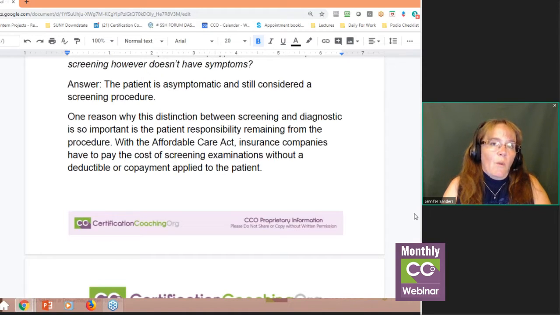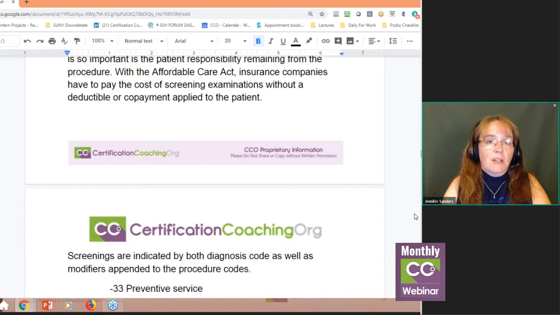So one reason why there's a big distinction between the diagnostic and the screening, why it's so important, is because of the Affordable Care Act. When this came out, it was a mandate that insurances for screenings are not going to make the patient responsible. That was a very important part of it. With the Affordable Care Act, we're trying to promote people to have good health. And how can they have good health and have all these screenings performed if we're going to make them pay for it? So this came out and said, okay, you're not subjected to your deductible. You don't have to pay that 20% co-insurance or something like that. Please go have this test done.